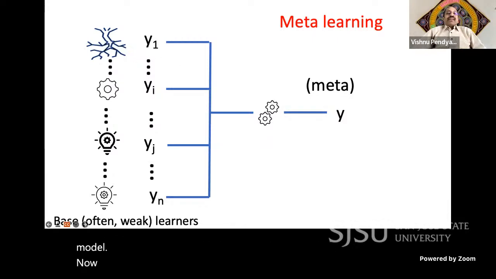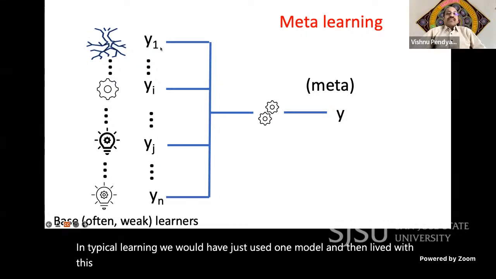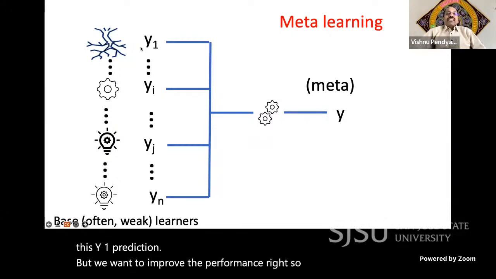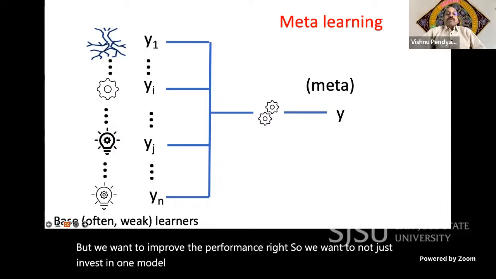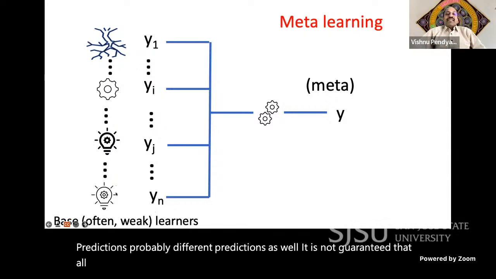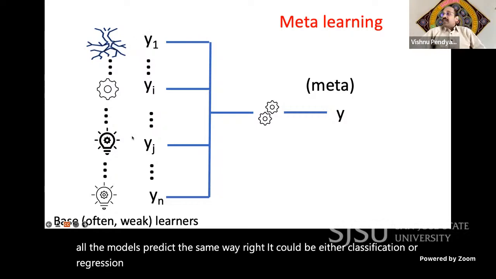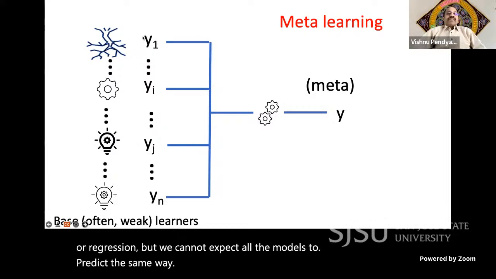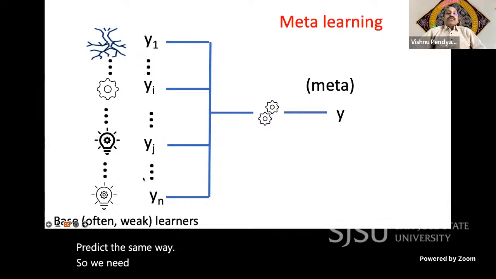Now, in typical learning, we would have just used one model and then lived with this Y1 prediction. But we want to improve the performance, right? So we want to not just invest in one model, but multiple models. Multiple models result in multiple predictions, probably different predictions as well. It is not guaranteed that all the models predict the same way, right? It could be either classification or regression, but we cannot expect all the models to predict the same way. So we need to somehow use all these predictions to make a better prediction.